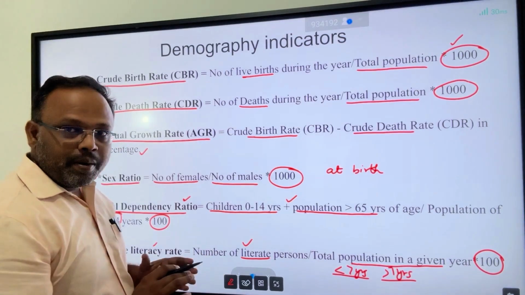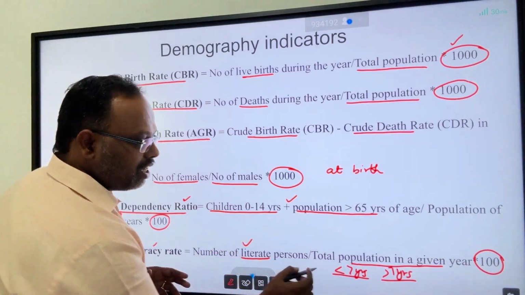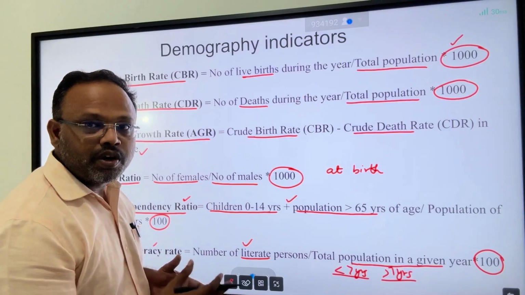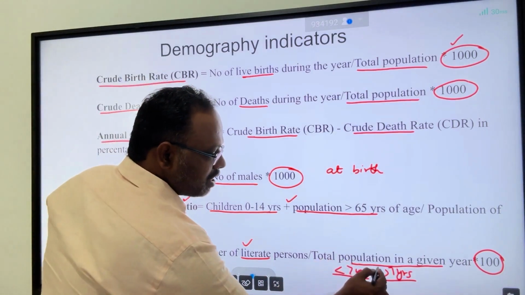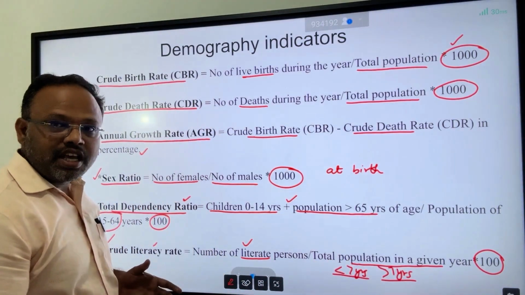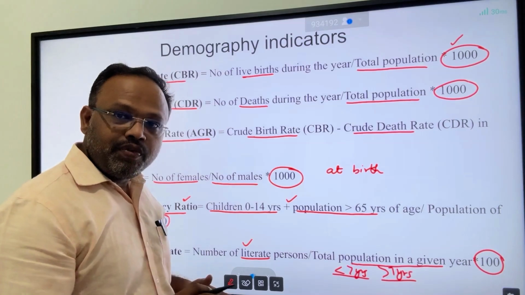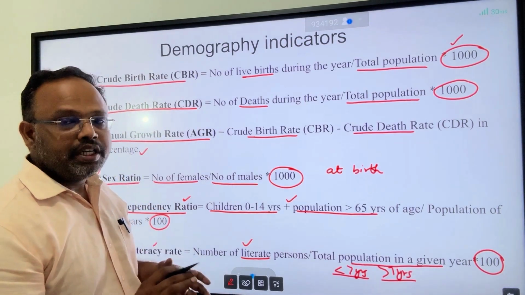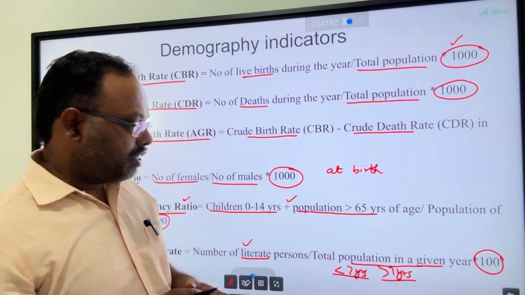So that is a better indicator, because here we exclude the children who are not eligible for this calculation. If we include only those greater than 7 years in the denominator and numerator, then that is called the effective literacy rate.